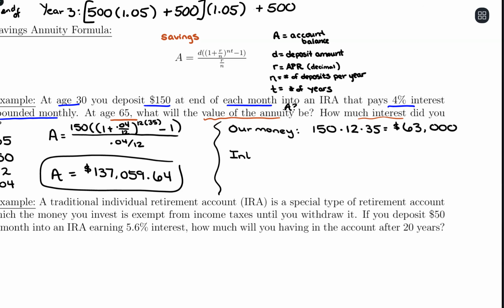So what we can do is calculate the amount of interest by taking that balance of $137,059.64 and then take out that $63,000 that we put in of our own money. So just looking at the difference between those two, we can see that $74,059.64, that is all coming from interest on the account. So that was building up over those 35 years and greatly helps out the amount that we can retire with at the end of it.